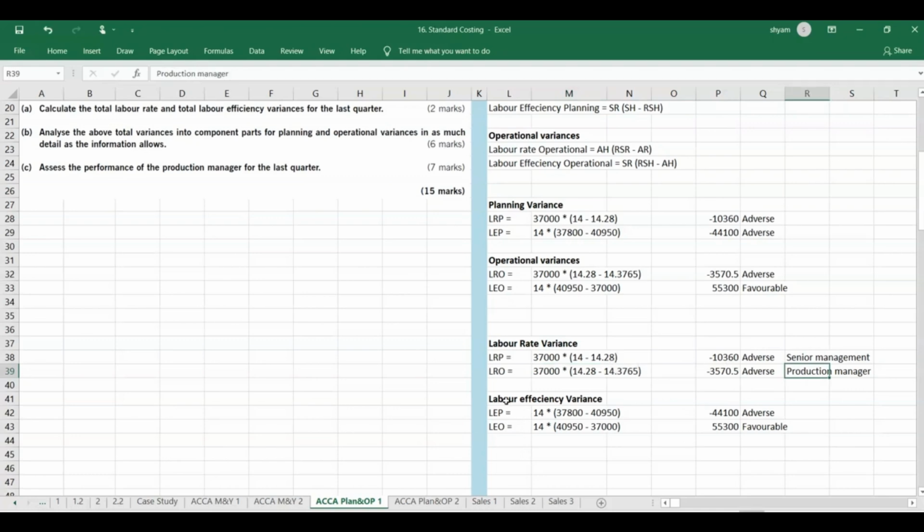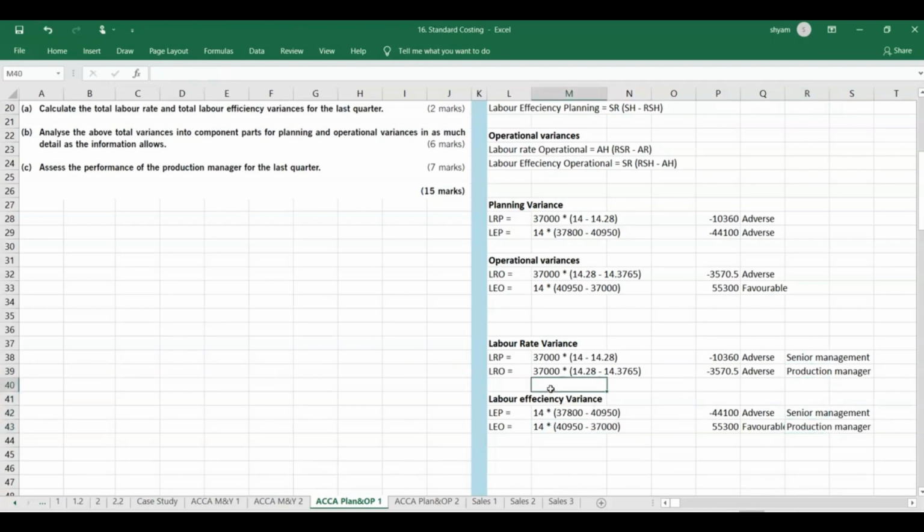Okay, labor efficiency variance, because of adding an additional small logo. The hours required are not 37,800, it is 40,950. So this is not a mistake of the production manager, it's a mistake of the senior management. But within that 40,950, which is the revised standard hours, the time they should take to produce, the production manager has been so efficient, he has done the job in 37,000 hours itself. So this good thing, this credit should go to the production manager.